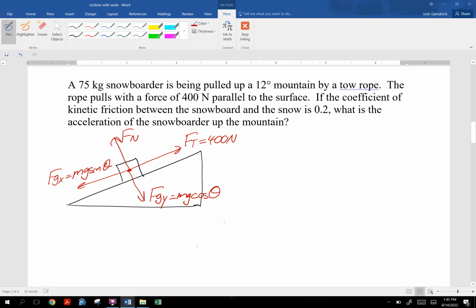Let's do this right. And because this is a pretty good problem, there's also a little bit of friction here. I see the coefficient of friction. So friction acts opposite the direction it's sliding. So this is the force of friction. And I guess I should throw the angle in here before I forget, 12 degrees. Terrific. So step 1, draw a free body diagram.